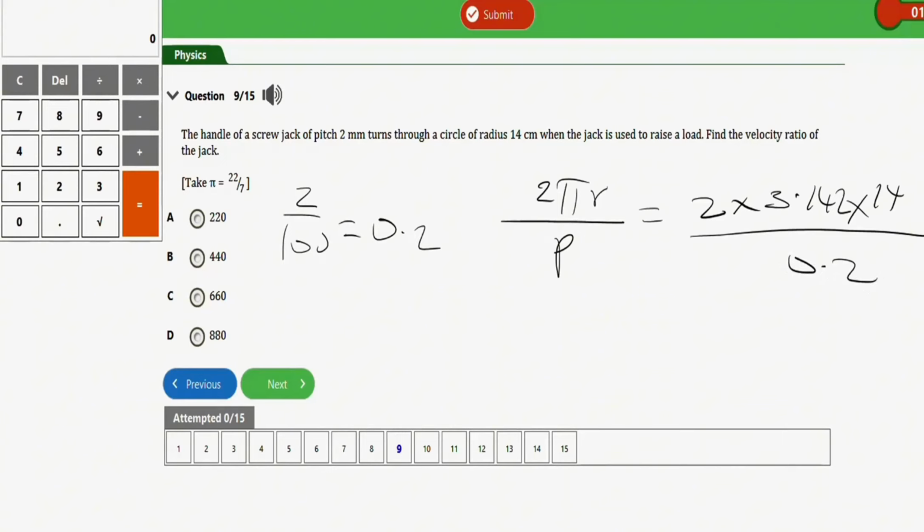Let's punch this on the calculator we have here. This is 2 times 14 times 3.142. Let's see what it's going to give us. Okay, so divide this by 0.2.